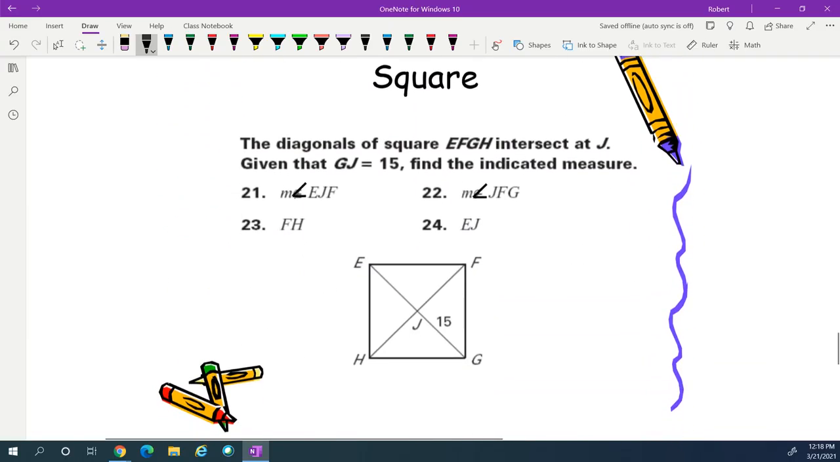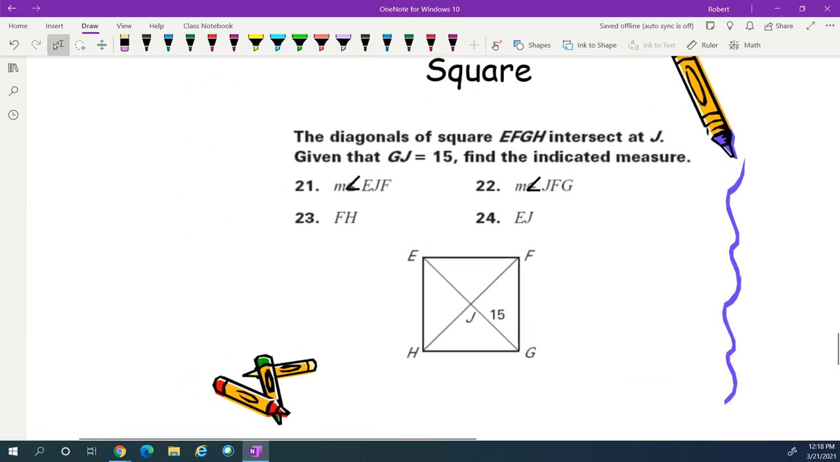And let's go solve a problem or two. So here we have the diagonals of square EFGH intersect at J. That's all drawn. GJ is 15. That is shown to us, and we're asked to find a few measurements. So let's start with number 21, angle EJF. Well, we inherited the properties from a rhombus that the diagonals are perpendicular. So 90 degrees.